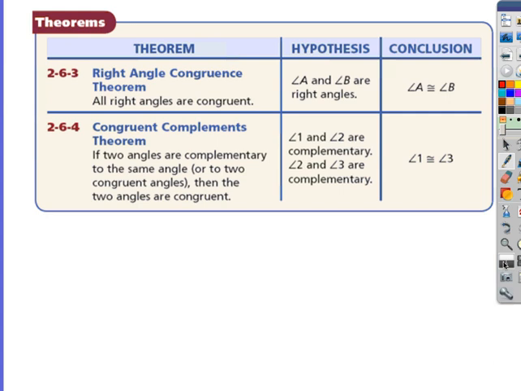So angle 1 and angle 2 are complementary. Angle 2 and angle 3 are complementary. Angle 1 is going to have to be congruent to angle 3. Same idea as the second one we looked at. So I'll draw a picture. Here's my angle 1, and here's my angle 2, and we'll do another one down here, angle 3.